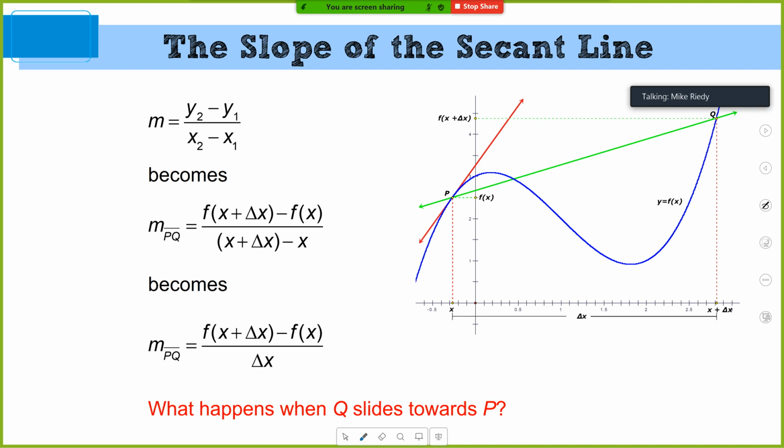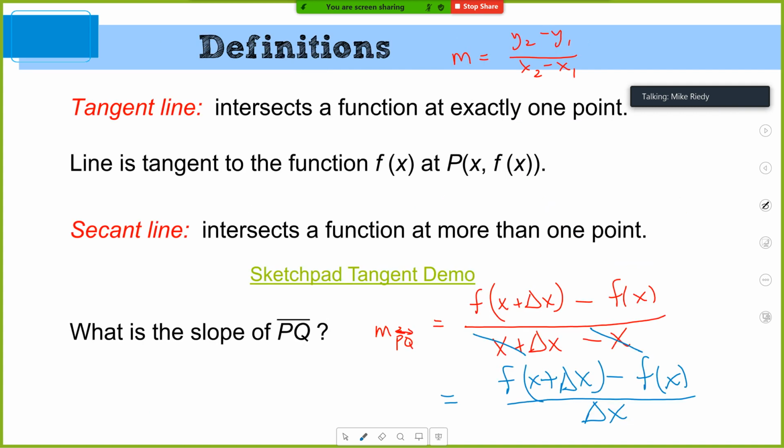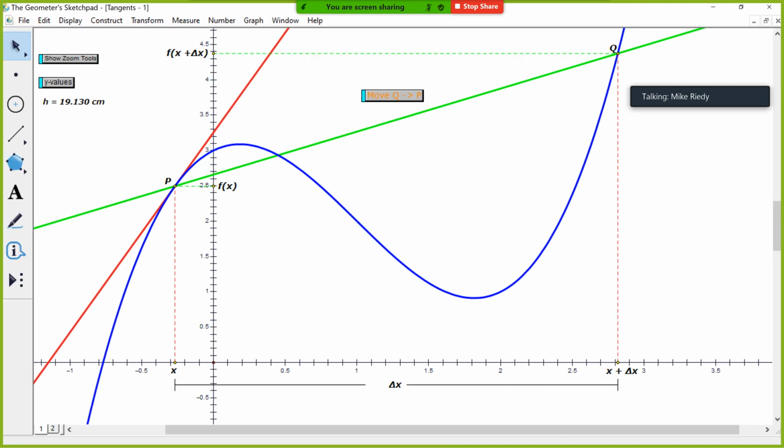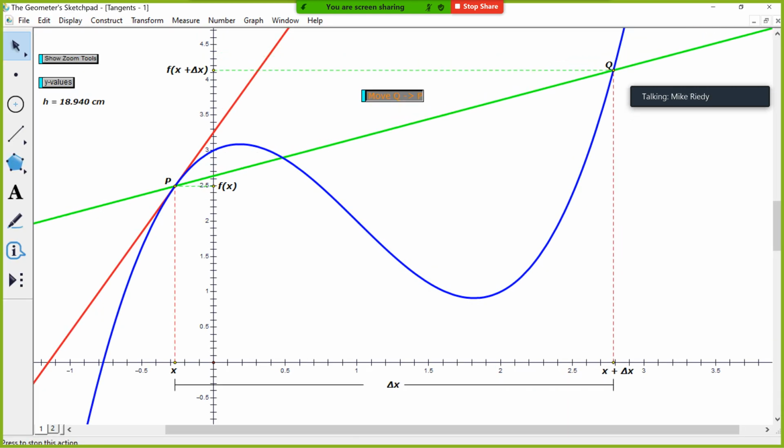What's going to change? The slope? Good. Delta X. Okay, the slope, yes. Delta X, yes. Anything else? The y value as well. Good. Okay, so let's go back here and start this again. Okay, watch this.